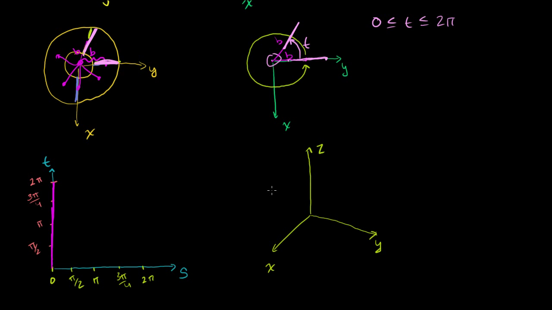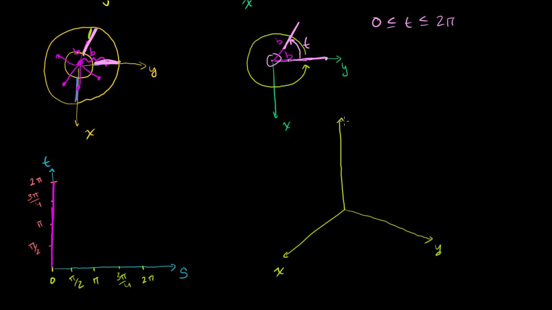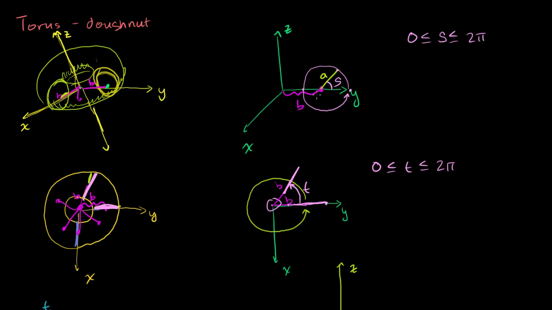Actually, let me draw it a little bit bigger than that. I think it'll help all of our visualizations. All right, so this is my x-axis. That is my y-axis. And then my z-axis goes up like that. Now remember, when s is equal to 0, that means we haven't rotated around this circle at all. That means we're out here. We're going to be b away and then a away again, right? We haven't rotated around this at all.